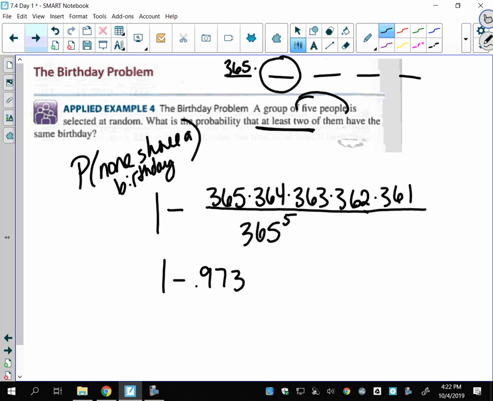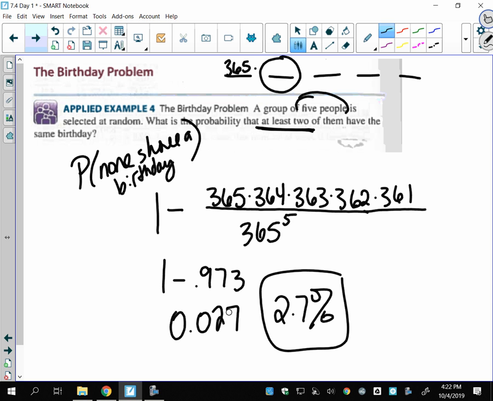And so then when you subtract that from 1, you get 0.027, or only a 2.7% chance that they share a birthday. Your book talks about this a little bit more. It's kind of cool. They have this whole table in there if you look at it. It's pretty cool. All right, we'll practice this more in class.